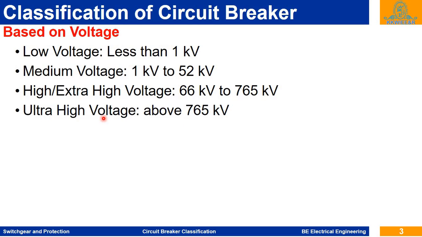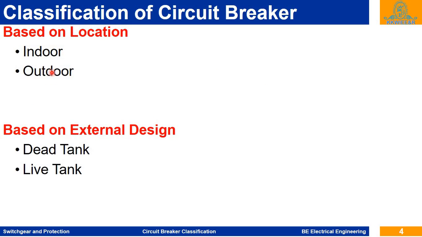So based on voltage level, the circuit breakers are classified as LV circuit breaker, MV circuit breaker, HV or EHV circuit breaker, and UHV circuit breakers. This is a classification based on the operating voltage or rated voltage of the circuit breaker. Based on the location of the circuit breaker, they are classified as indoor type circuit breaker and outdoor type circuit breaker.